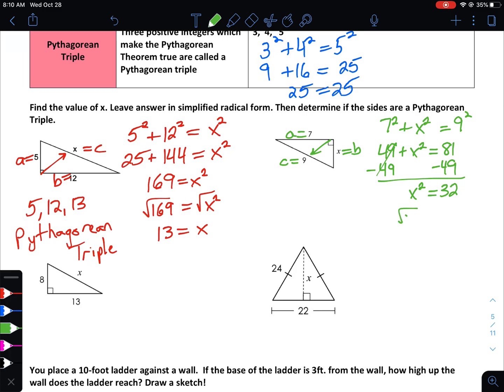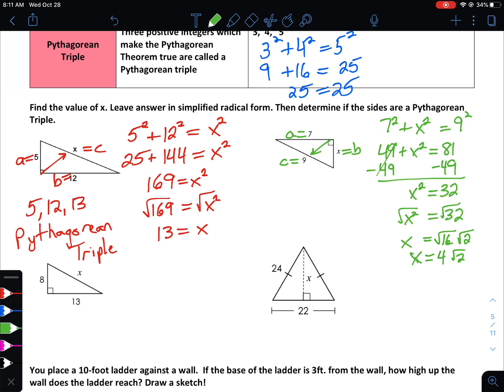So now we'll take the square root of each side, so the square root of x squared and the square root of 32. The square root of x squared is just x. And this is why we did all that work with simplifying square roots. Let's rewrite the square root of 32 as the square root of 16 times the square root of 2, where the square root of 16 is 4 and the square root of 2 we leave alone. So there is what our missing variable was equal to.